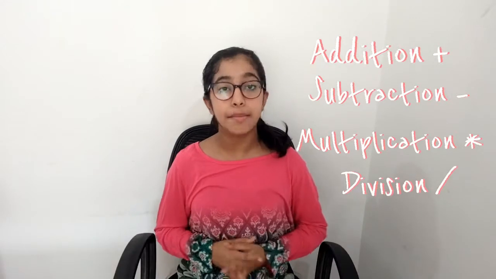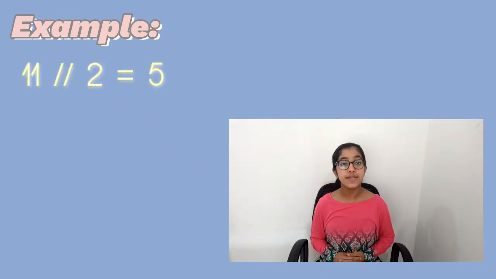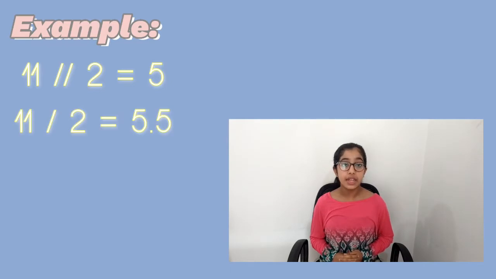Just as we do normal calculations, even in Python, we can do basic operations on variables and values using the arithmetic operators. We already know four basic operators, that is addition using the plus symbol, subtraction using the minus symbol, multiplication using asterisk, and division using backslash. We also have floor division using double backslash. So this gives the integer part of the quotient after division. For example, 11 double backslash 2 gives the answer 5, and 11 single backslash 2 gives the answer 5.5.